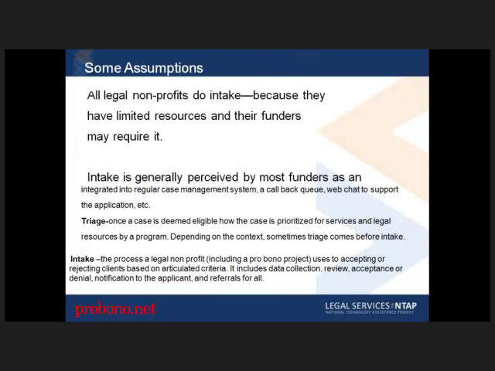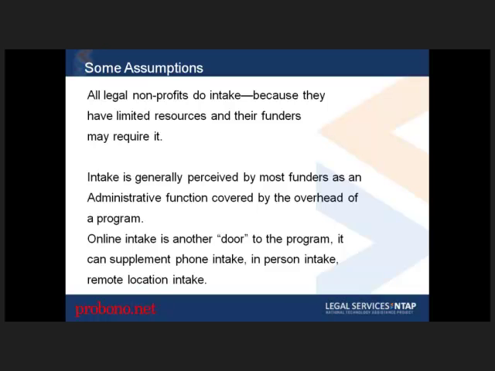So I'm making some assumptions. I'm assuming that all legal nonprofits do intake for a lot of really good reasons, primarily that everybody in the legal nonprofit world faces some real limits on resources. And generally, funders do require that you serve certain particular types of clients for their particular types of funds. The other assumption I'm making, which we could talk about if people disagree, is that I perceive intake, and I think most funders perceive intake, as an administrative function of a program, covered by the overhead of the program.